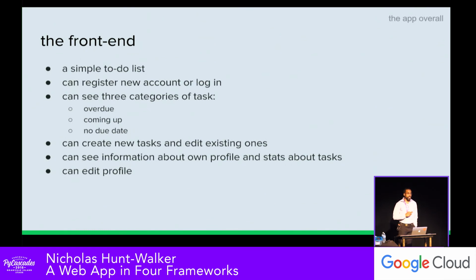So the premise here is that I built the same app in 4 frameworks. That app is a simple to-do list app. You can register a new account and log in. You can see 3 categories of tasks: things you haven't completed yet but are coming up, things that are overdue, and things that have no due date. You can create new tasks. You can edit existing ones, kind of your simple CRUD application. And you can see information about your own profile and stats about tasks you've done, and then you can edit your profile.